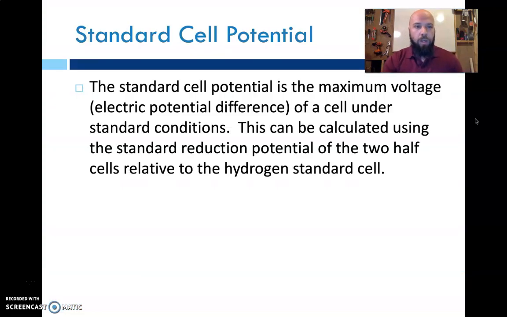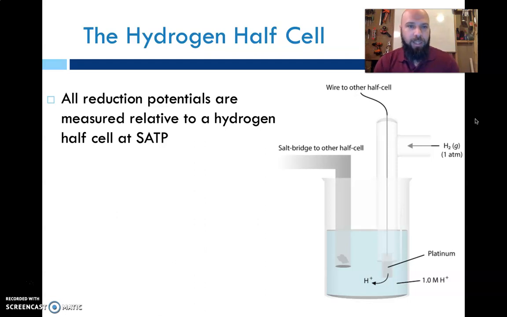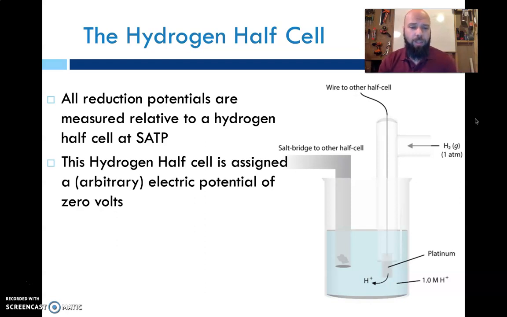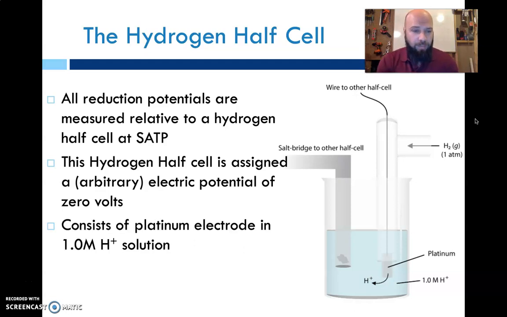The standard cell potential is the maximum voltage of a cell under standard conditions. This is calculated using the reduction against a hydrogen standard cell, or the SHE, the Standard Hydrogen Electrode. All reductions in the hydrogen half cell are measured at SATP. The half cell is assigned an arbitrary electrical potential of 0 volts. The hydrogen gas is at 1 atmosphere, and the solution is a 1 molar solution of hydrogen ions.